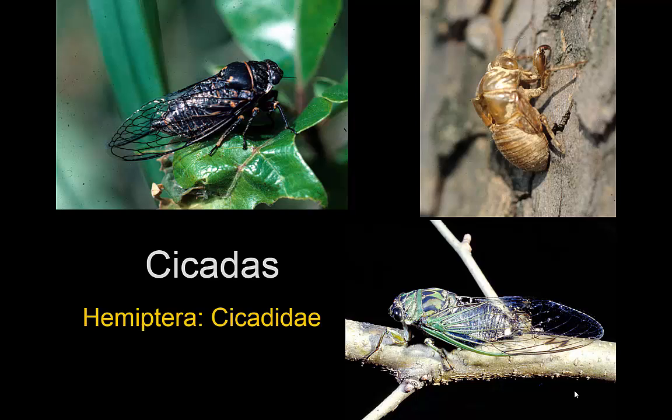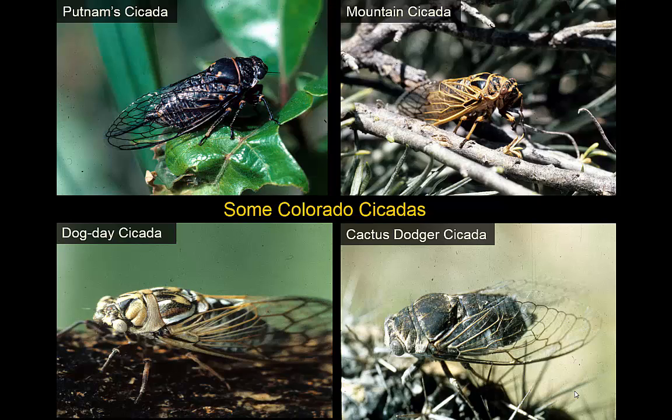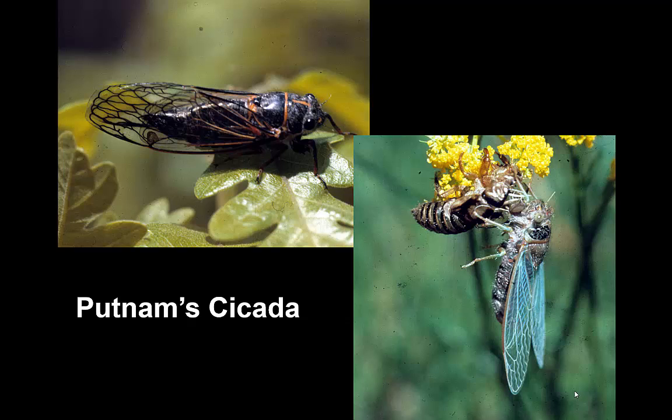We have some 36 species in the western U.S., or at least the Rocky Mountain West, and some of the ones that we have are indicated here. We'll talk about a few of them and also show how they developed. In this part of the country, usually the one that people are most likely to run into, particularly in the foothills and lower forested areas, is the Putnam cicada.